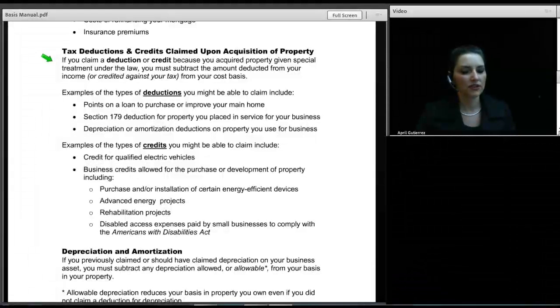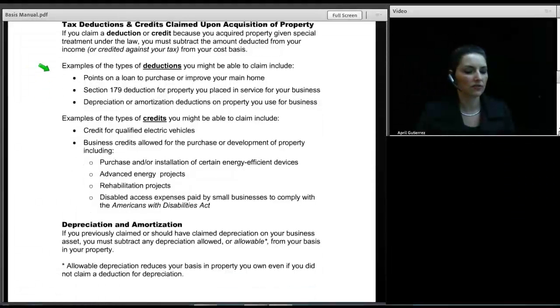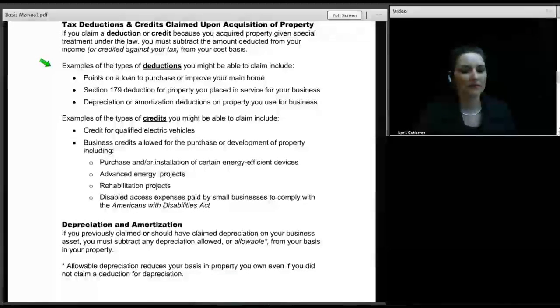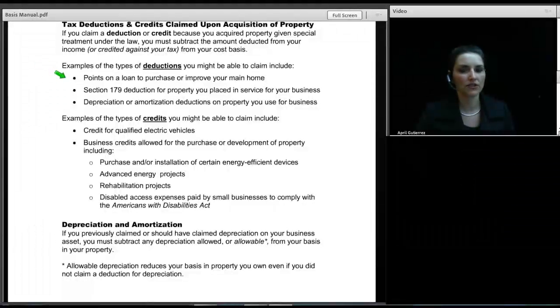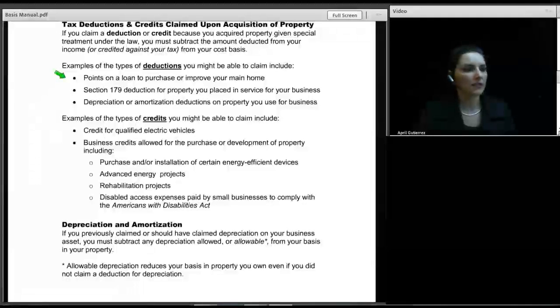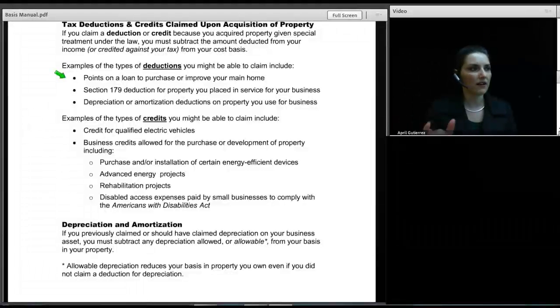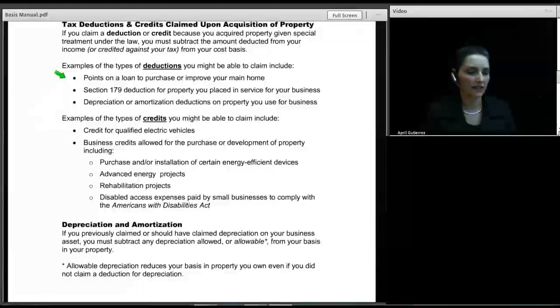Next up are tax deductions and credits claimed upon the acquisition of property. If you claimed a deduction or credit because you acquired property given special treatment under the law, you must subtract the amount deducted from your income or credited against your tax from your cost basis. And I did mention this earlier, but we're going to take a closer look at it. Examples of the types of deductions you might be able to claim include points on a loan to purchase or improve your main home. Points are paid at the time you buy, and you saw in the illustration we just did that they don't add to the basis. They're deducted at the time.